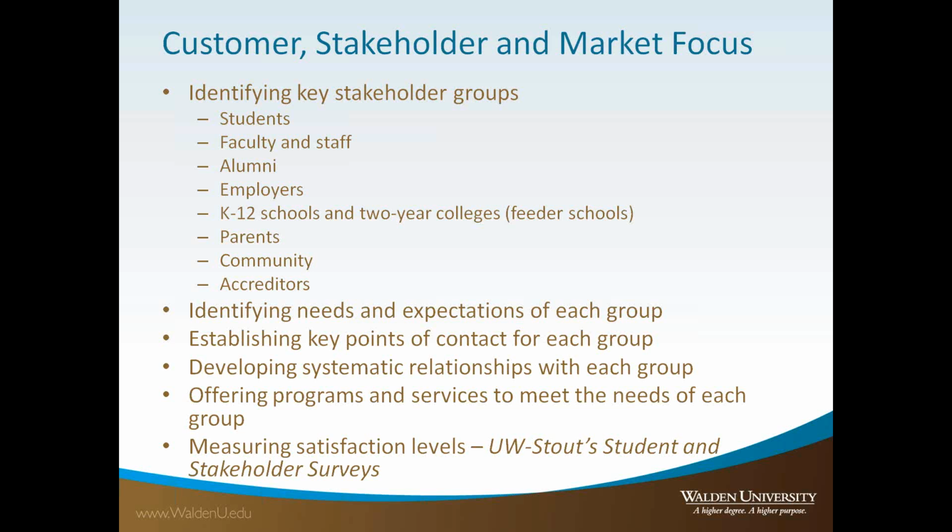Once you've identified who those key stakeholders are, it's very important to identify their needs and expectations. And we know that needs and expectations of students, of employees, and certainly even of parents have escalated in recent years. What are the key points of contact for each group? Do we know if an alumnus has a question, has a suggestion, who does he or she go to? Do we have methods for developing systematic relationships with each group? Do we offer programs and services to meet the needs of each group? And then finally, how do we measure satisfaction surveys?